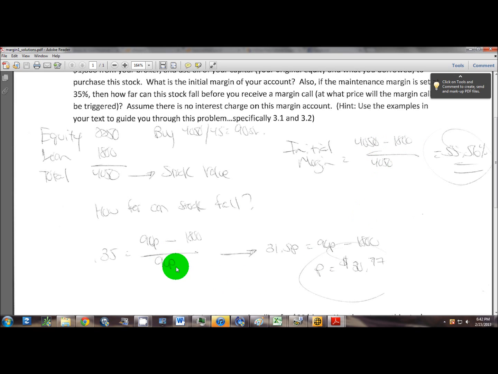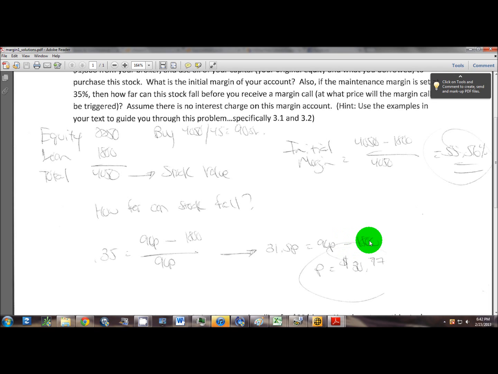The numerator is still assets minus liabilities. But here you're solving for the stock price that's going to get you to this margin level. So you can't represent this as 4,050 anymore, which was this number. You have to represent it as the number of shares you have, which is 90, times whatever the stock price is that's going to lead to a margin of 35%. That's why that is 90p. So you have 90p minus 1,800 divided by that same 90p, because this is the stock value, and that gets you to this equation. If you multiply both sides by 90p, you get 31.5p equals 90p minus 1,800.